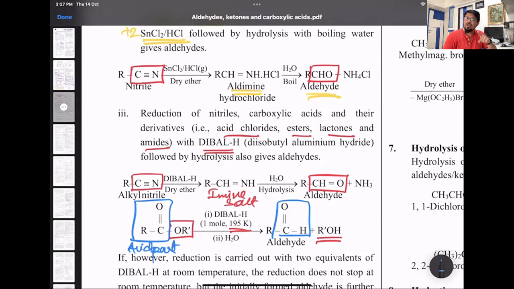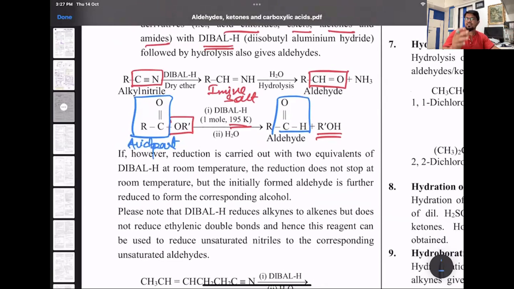So when you reduce esters with 2 moles of DIBAL-H, you will basically get 2 alcohols. That's what it says, 2 primary alcohols are there. If reduction is carried out with 2 equivalents of DIBAL-H, the reduction doesn't stop at the aldehyde, but the initially formed aldehyde is further reduced to the corresponding alcohol.